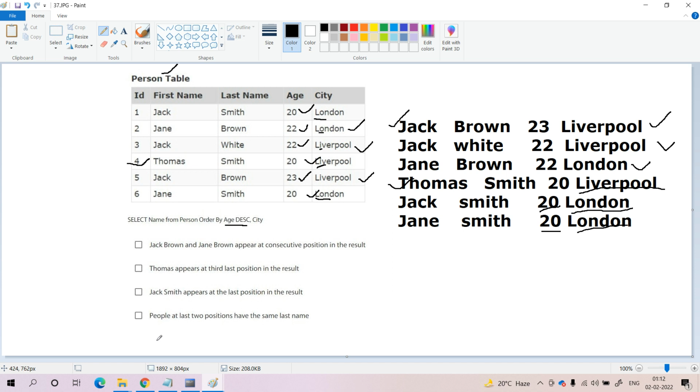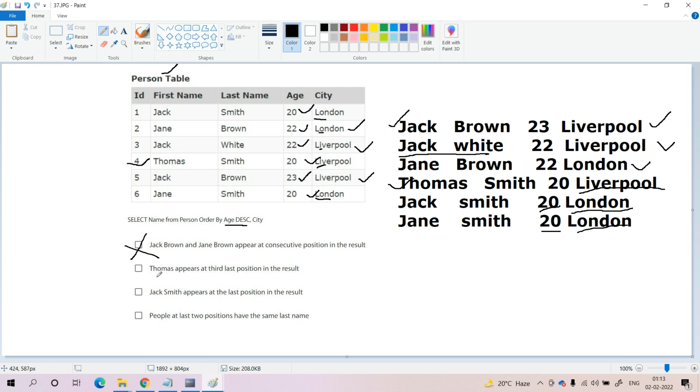Now out of all the 4 options, try to read them. What is the first option? Jack Brown and Jane Brown appear at consecutive positions in the result. No. Between Jack Brown and Jane Brown, we have one more record, Jack White. So the first option is wrong.